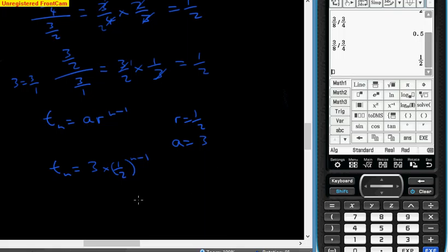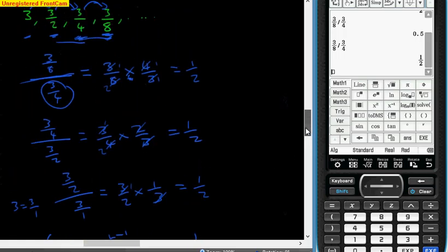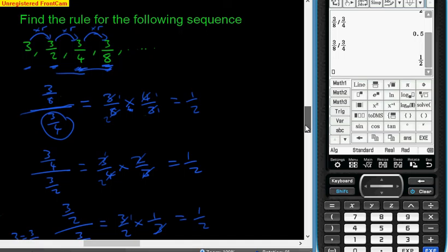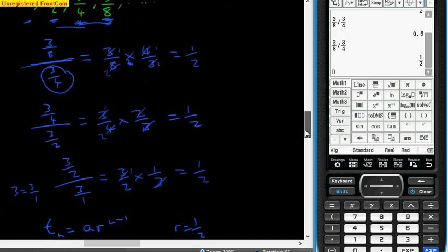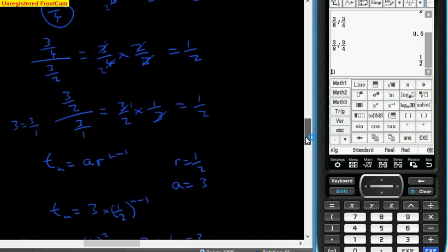Now we could check that. Let's just make sure that it works. If we're on the third term, T3, that should be 3 times a half to the n minus 1. That's 3 minus 1, which is 2. And that should be 3 times, now a half squared is a half times a half, which is a quarter. So that should all come to 3/4. And just checking back there, the third term is 3/4. So it all works. Okay, that's that.